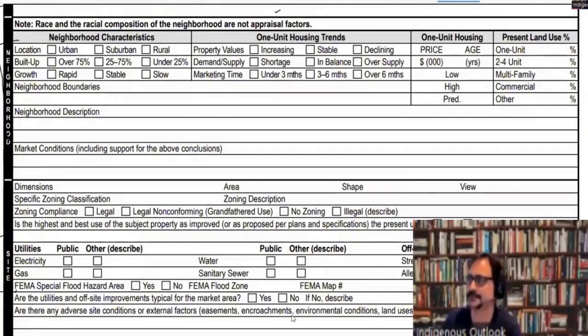Now, next is neighborhood. Neighborhood is the most important section of the appraisal. Remember that. Neighborhood. Location could be urban, suburban, and rural, right? Urban, suburban, and rural. So urban means, like New York City, or any other city like Delhi, like Mumbai, right? Those are the urban cities.